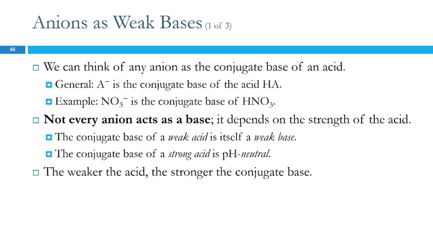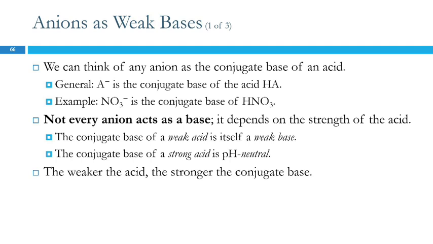So the example here, we've got HNO3. When it removes the hydrogen ion, you're left with nitrate ion. Nitrate ion is the conjugate base of HNO3. Anybody following me on that? Take the hydrogen off, you've got the conjugate base. You put the hydrogen back on, you've got the acid.